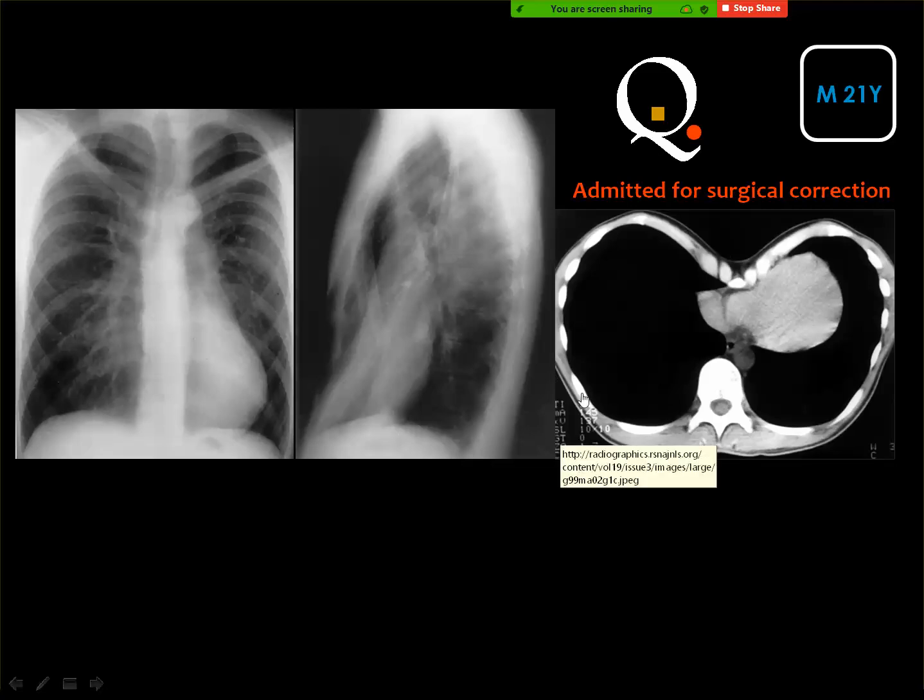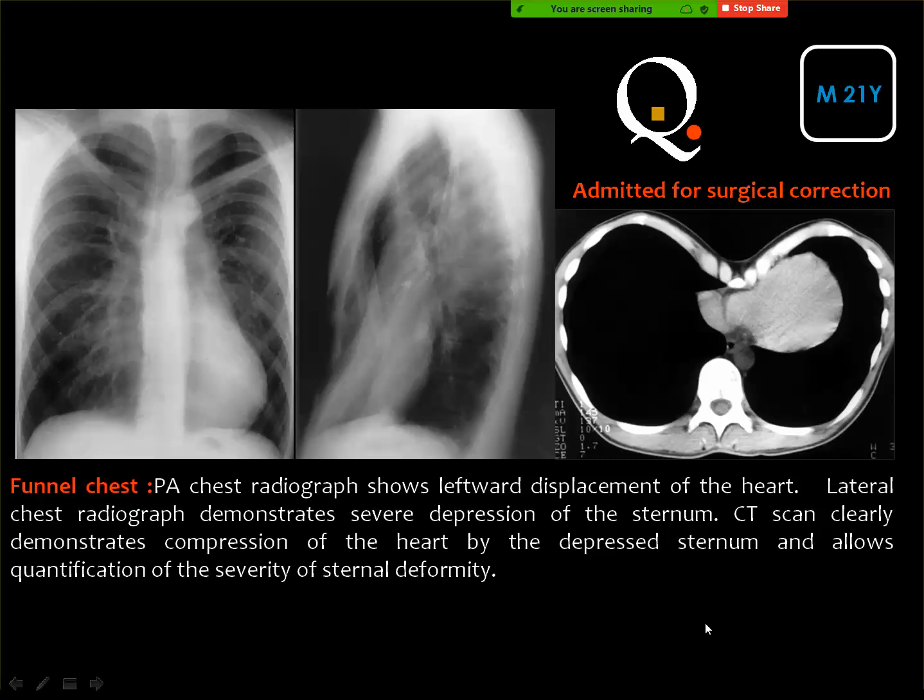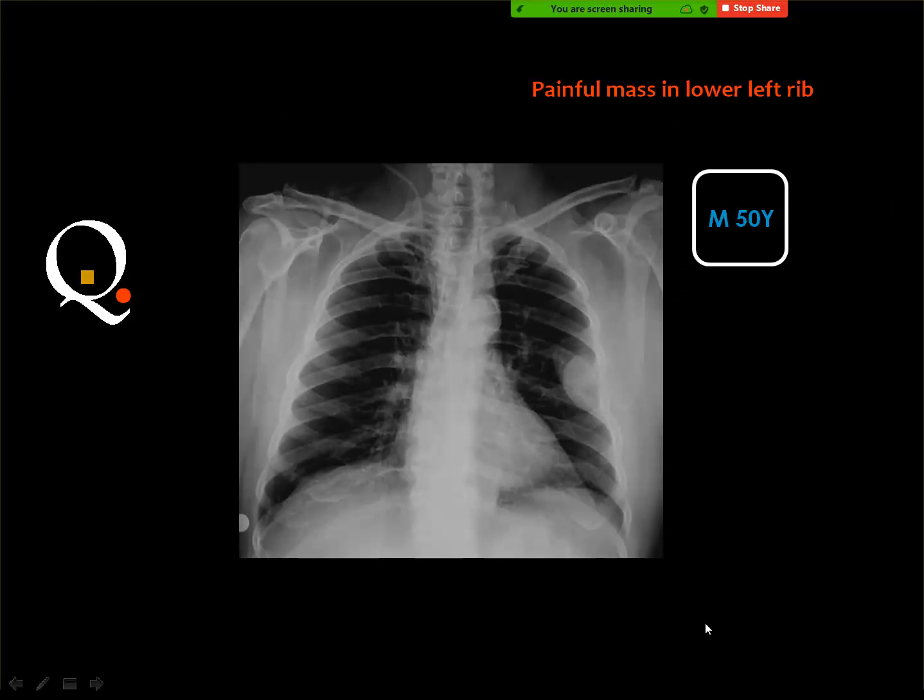Then if you are lucky enough and you have the lateral X-ray, then you can see that the sternum is the breast, and the breast sternum is compressing the cardiac shadow, which will go to the left side as you can see here, and this is pectus excavatum.